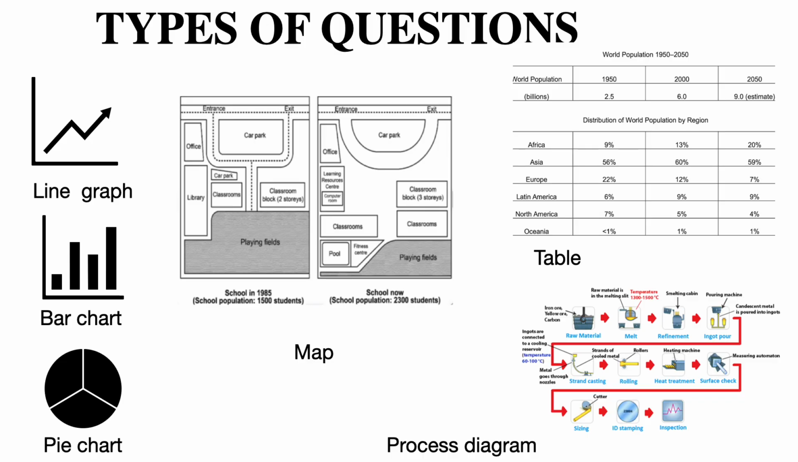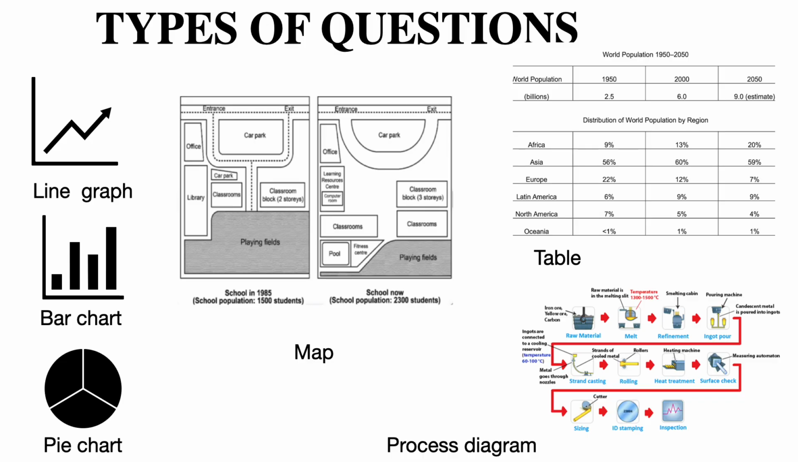The second type is bar chart. Bar charts compare different categories. For example, comparing sales of different companies. The third type is pie chart. A pie chart shows percentages or proportions. For example, how many people spend their monthly income. The fourth type is the table. A table gives information in rows and columns. You need to compare and summarize the important data.